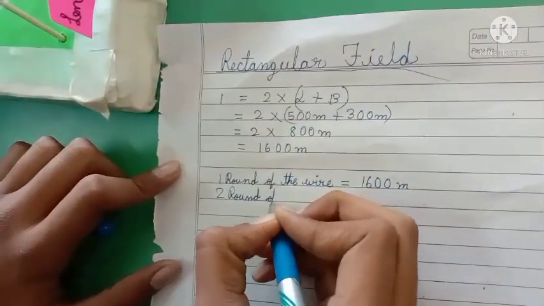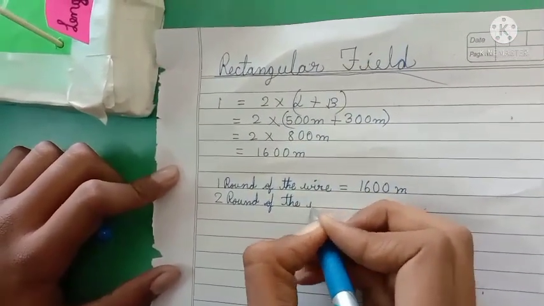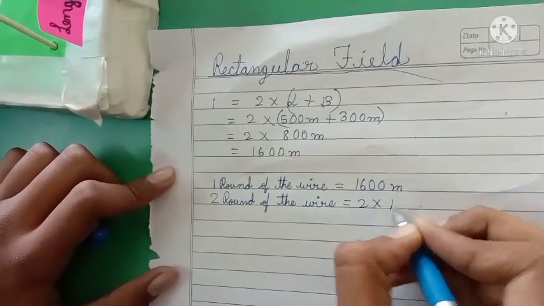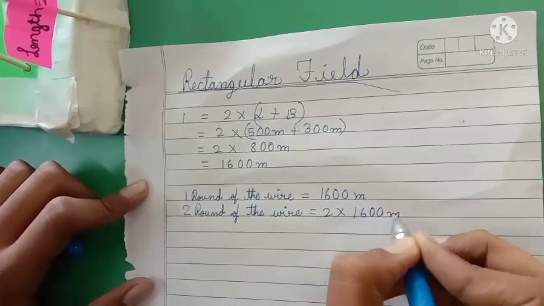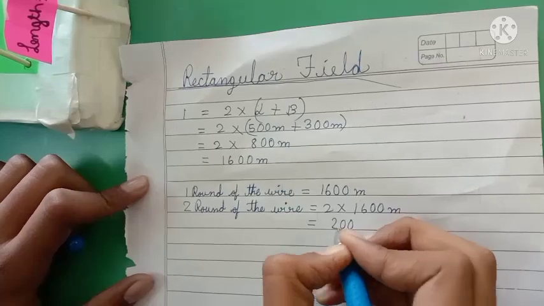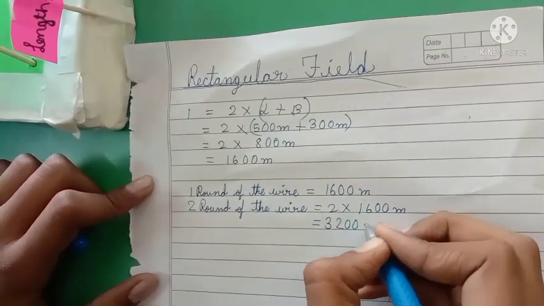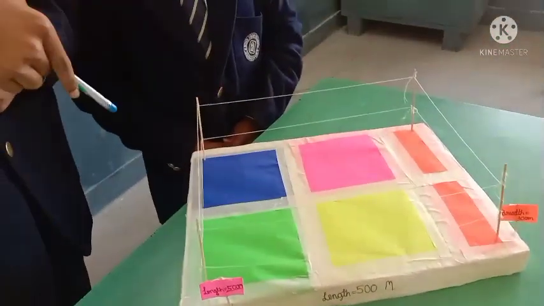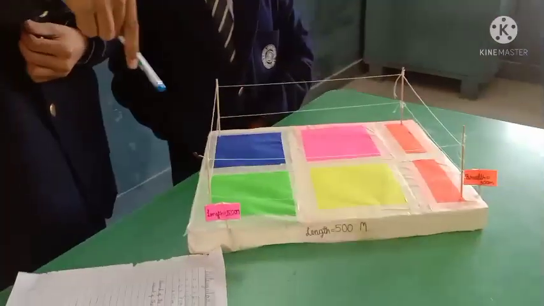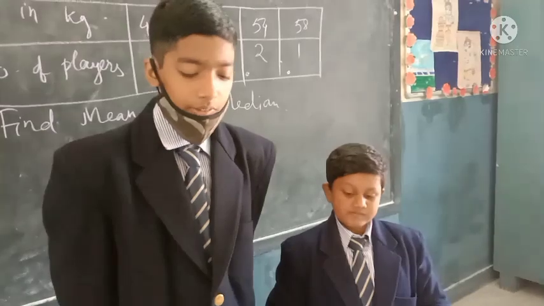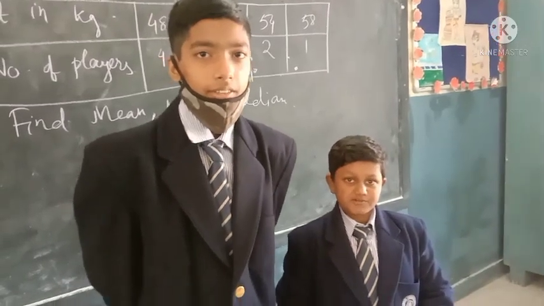2 rounds of the wire is equals to 2 into 1600 meter, which is equals to 3200 meter. So we have got the length of the wire which is needed to fence 2 rounds of the field. And our final answer is 3200 meter.